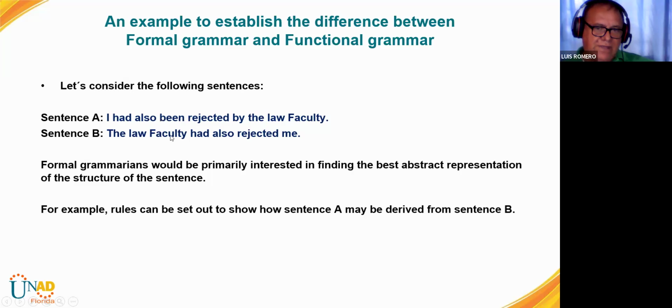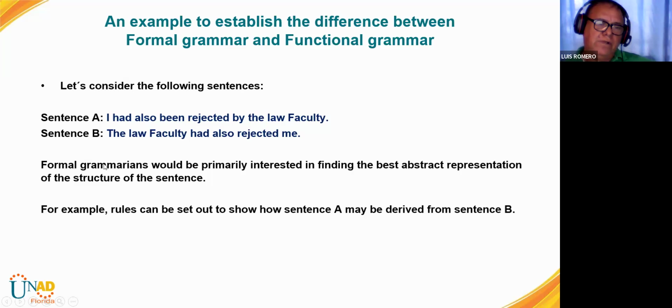So I'll explain it again. The law faculty had also rejected me is written as an active voice. Here we have the passive voice form had also been rejected, because you have the verb to be and the past participle, which converts it into a passive voice form, while sentence B is written in an active voice form.